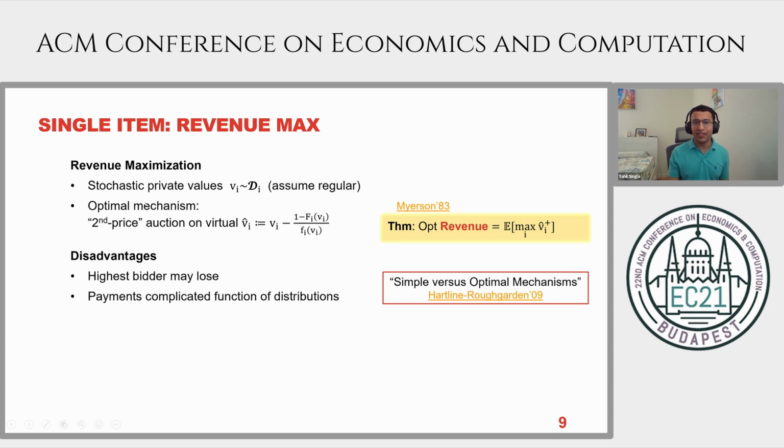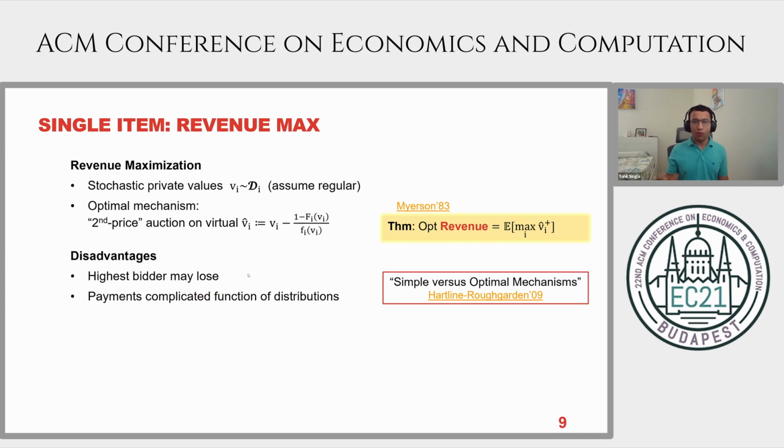Another disadvantage of running Myerson's auctions is that the payments are pretty complicated. You're running a second price auction in the virtual space, which gives you complicated payment functions, again hard to justify if you're trying to run such an auction in practice. These issues have been discussed in more detail in many works, in particular in this paper of Jason Hartline and Tim Roughgarden on simple versus optimal mechanisms.